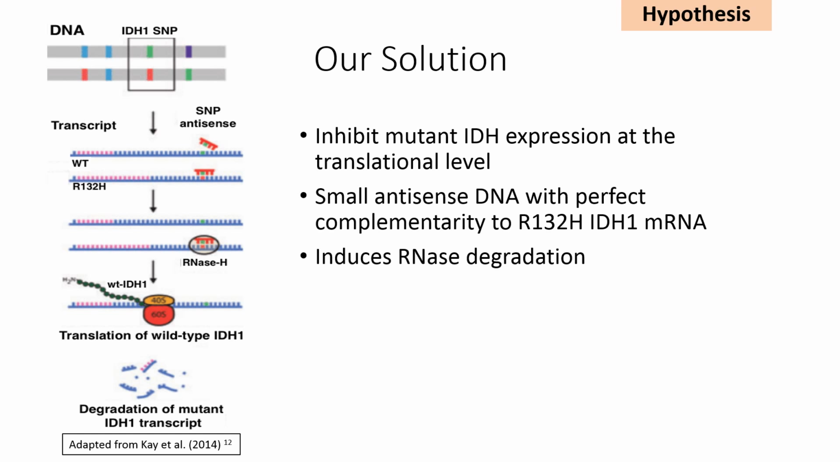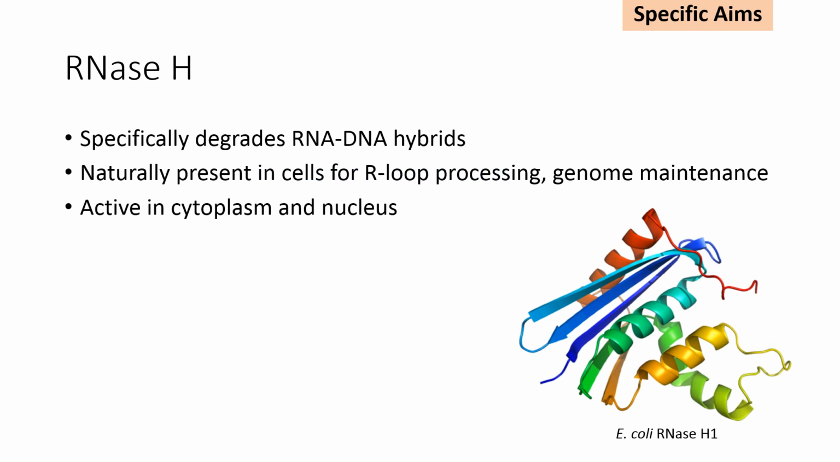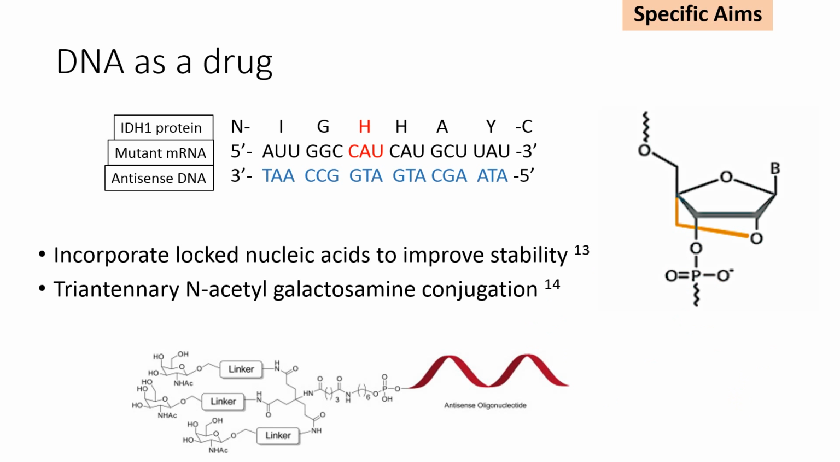This method, as mentioned before, we're planning to use RNase to degrade the mutant IDH1. RNase H will specifically degrade the RNA-DNA hybrids formed by the binding of the antisense and mutant RNA of mIDH1. This form of RNase is naturally found in cells for genome maintenance and R-loop processing, and is active in the cytoplasm and the nucleus. This method relies on the use of incorporated DNA to bind to the mutant RNA. This DNA, as shown above, will be complementary to the mIDH, but will be able to distinguish between native and mutant through the codon highlighted in red.